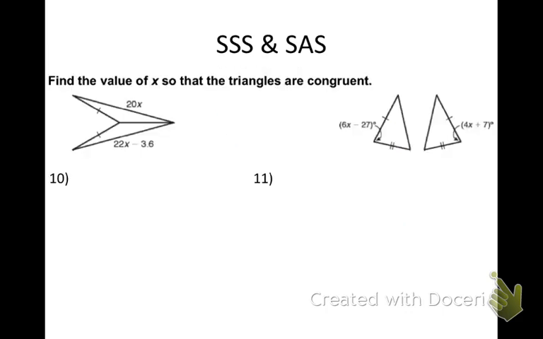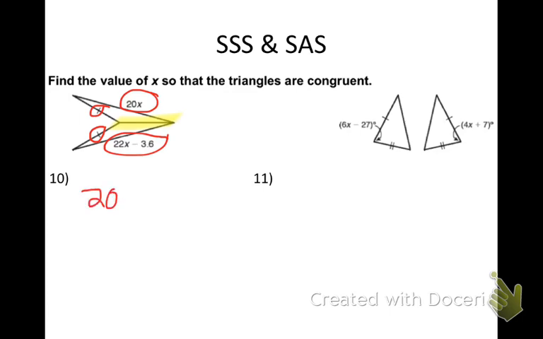Last ones. Number 10. It says find the value of x so that the triangles are congruent. Now if you look here, number 10, I have 2 sides that are the same. We want to know about the middle side. It's the same because it's the same side, right? Great. So I want to show that the 2 triangles are congruent. Well, what value of x would make them congruent? What are you supposed to do with these 2 statements? Set them equal to each other.